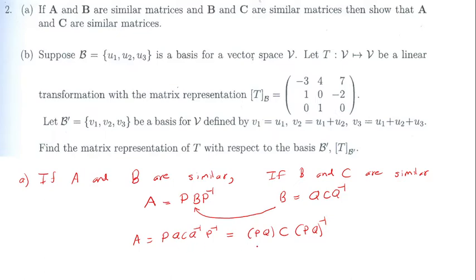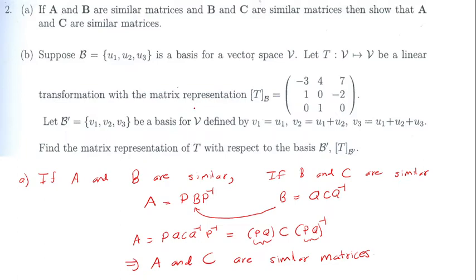So now I can tell that A and C are similar, because I wrote A as the matrix PQ times the matrix C times the inverse of the matrix PQ. Therefore this implies A and C are similar matrices. So I proved that if A and B are similar and B and C are similar, then A and C are similar matrices. Now I will move into part B of this problem.